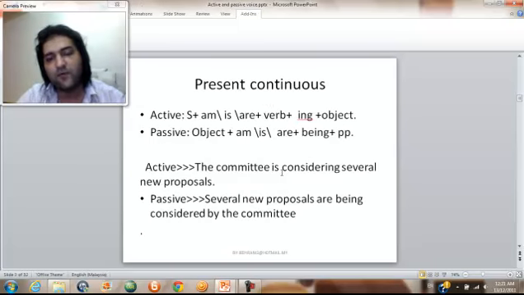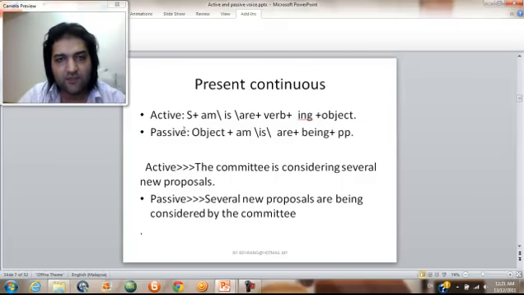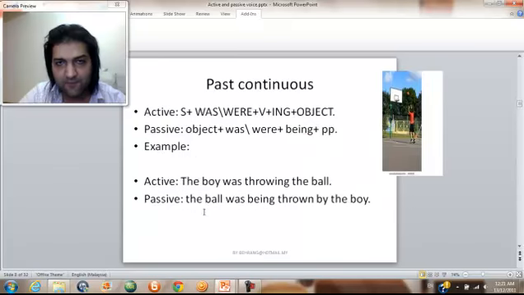Next, present continuous. The active structure in present continuous is subject, am, is, are, plus verb plus -ing, and finally object. While in passive, we have object, plus am, is, are, plus being, plus PP. The example here shows: the committee is considering several new proposals. The passive becomes: several new proposals are being considered by the committee.